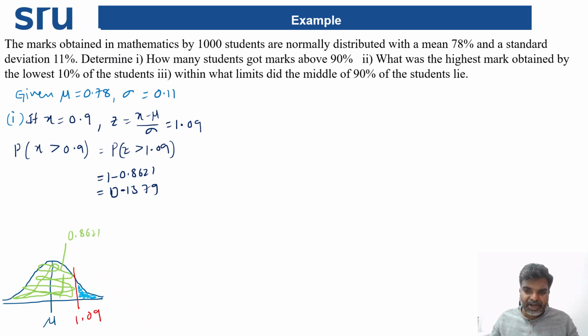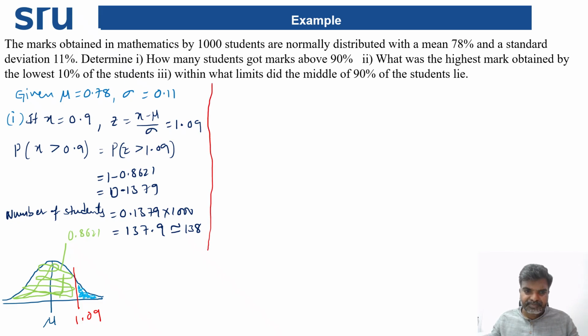That is, we got the probability, not the total number of students. So the total number of students we will find now. Number of students: okay, we have to multiply this probability with 1000. 0.1379 into 1000. So what is the result here? 137.9. It is almost equal to 138. Okay, so 138 students got more than 90% marks.